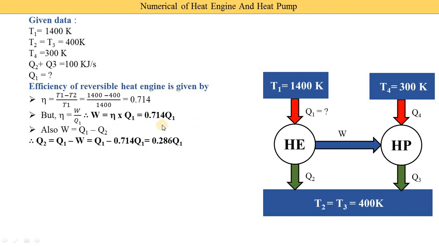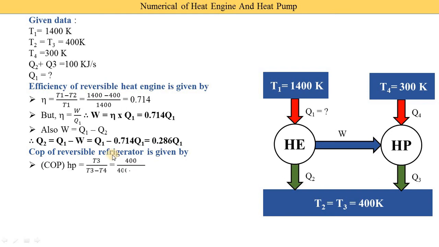So this W is found. Okay, Q2 is found, Q1 we are not able to find out. Okay, now we need to move towards the heat pump. So first we find out the COP of the reversible refrigerator. The equation of the COP of the heat pump is the higher temperature divided by the higher temperature minus the lower temperature, because the heat pump is used for the heating purpose.